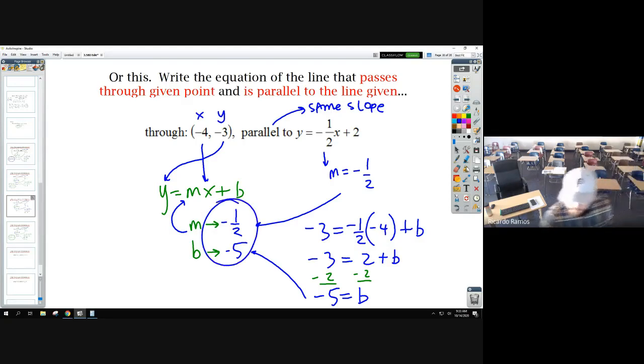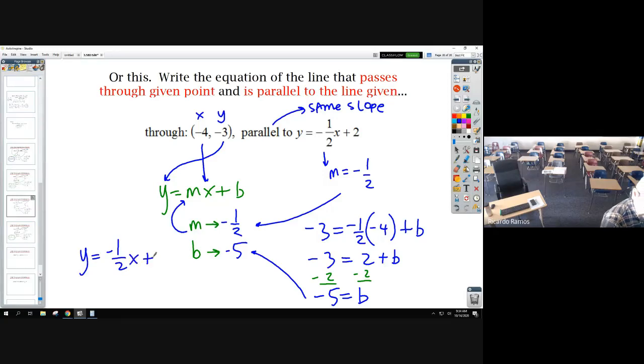I got my 2 pieces. Let's write the equation. Let's finish this up. Y is equal to -1/2 x plus a -5, or formally -1/2 x, take away 5, -5. All right?